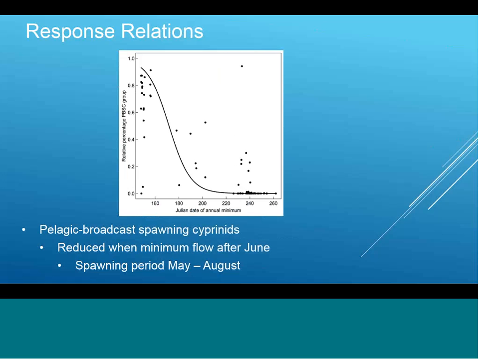Then moving on to the pelagic broadcast spawning group, we saw a drastic reduction in the relative percentage of this group as the minimum flow date moved through time. What we attribute this to is a relationship between minimum flows and when the species is spawning. This species is thought to spawn during high flood pulses. It also needs a certain flow for its eggs and ichthyoplankton to drift downstream.